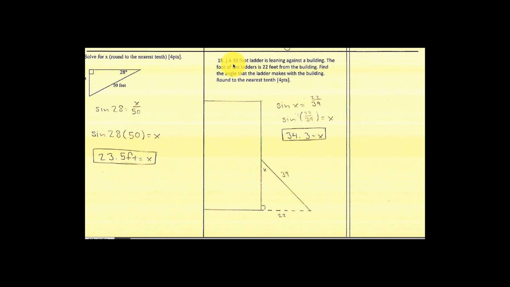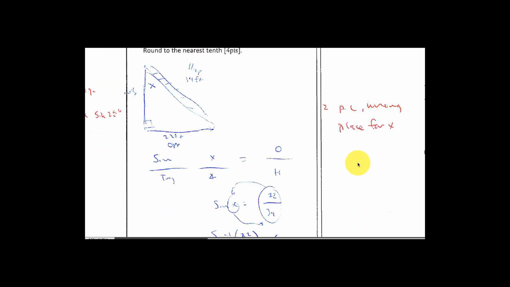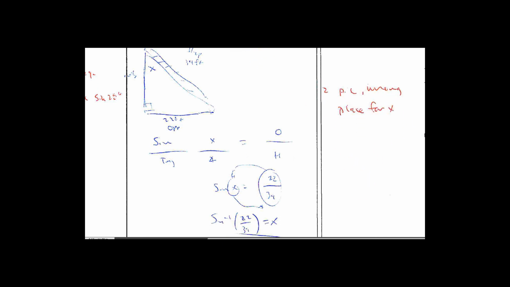A 39-foot ladder is leaning against a building. The foot of the ladder is 22 feet from the building. Find the angle that the ladder makes with the building, round to the nearest tenth. The student drew a building and then the 39-foot ladder. They knew to find the angle that the ladder makes to the building, so x is placed correctly. My partial credit for that problem was, if your picture was correct but you incorrectly placed x, I gave you 2 points.